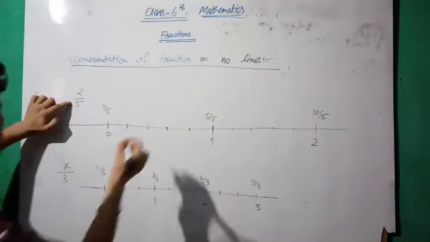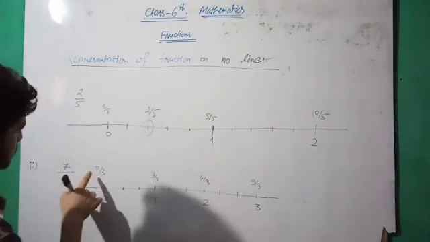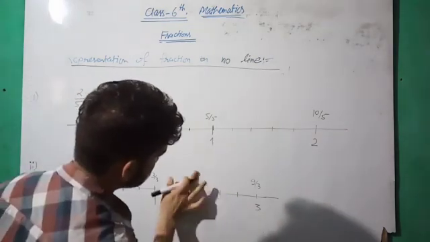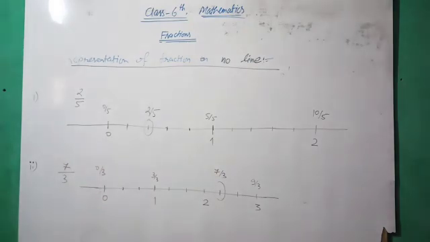Now this is 2 by 3 on the number line, and we have to represent 7 by 3. So this is 7 by 3. Similarly, we can represent various types of numbers. In the upcoming lecture we can discuss exercise 5.